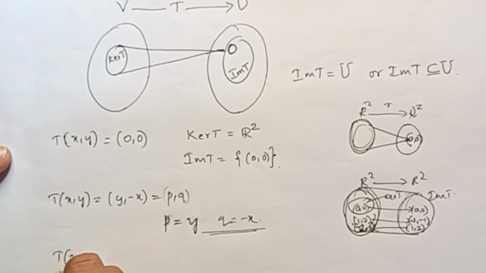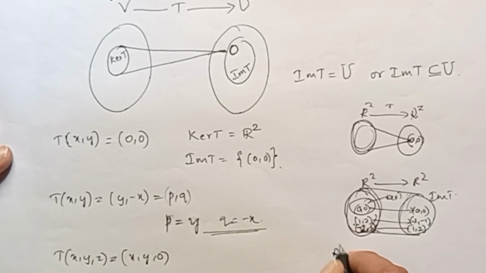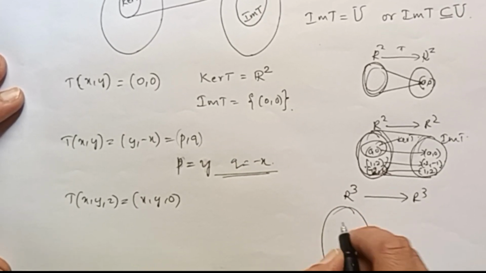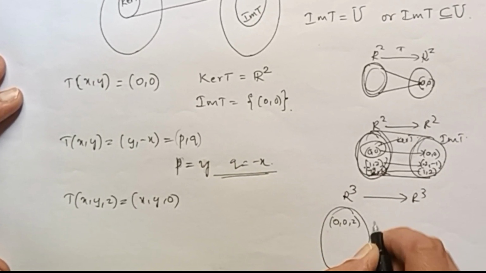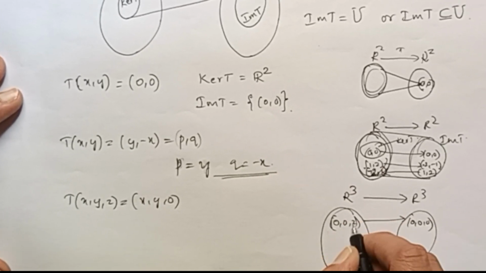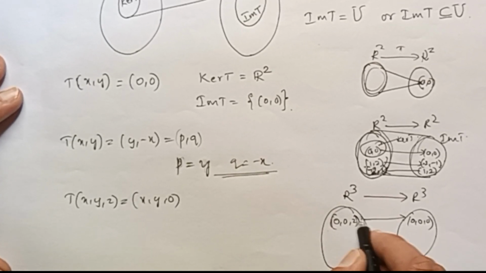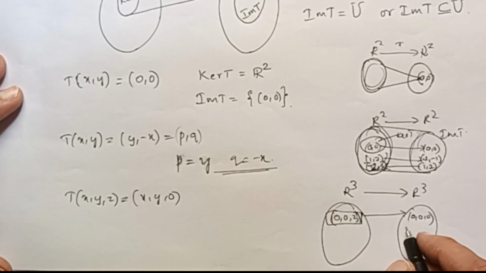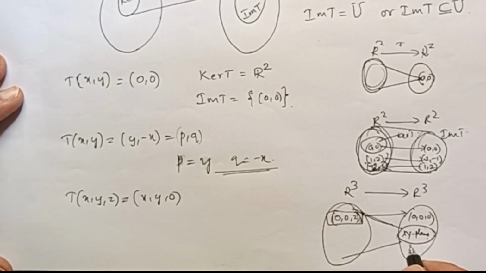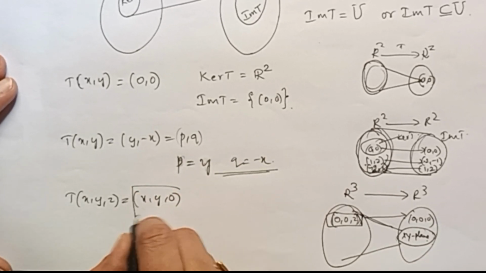In one more example, T of x comma y comma z equal to x comma y comma 0. Here it was a mapping from R cube to R cube. So the entire z axis, that is 0 comma 0 comma z, all these get mapped to 0 comma 0 comma 0. So the whole z-axis gets mapped to 0 comma 0 comma 0. Then the xy plane: all images are in the xy plane.